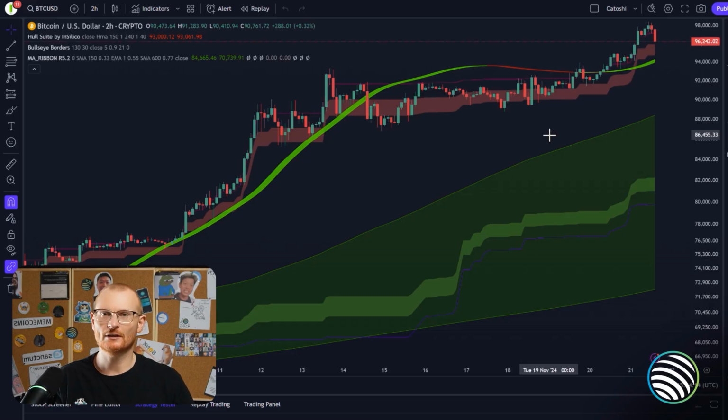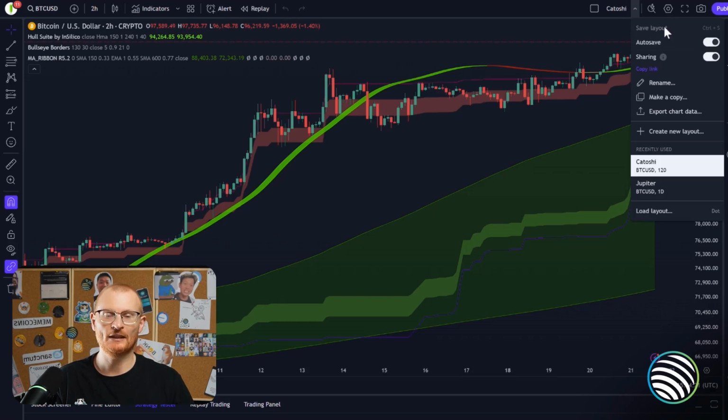A pro tip from Catoshi, don't trade just on crosses, especially in sideways markets where they can mislead. Use them to confirm what mainly Hull Suite and then Bullseye are telling you. Now let's combine everything. You can save this setup with Command S on a Mac or Control S on a PC, or just come up here and save the layout.